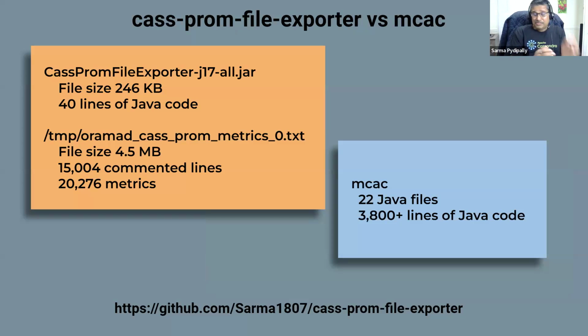Just to poke some fun at existing projects, there is a project called MCSE, Metrics Collector for Apache Cassandra. The agent we wrote, and I give half of the credit to John, is 40 lines of Java code. Compare that to MCSE, which is 22 Java files with 4,000 lines of code. So I don't know, you decide which one is more complicated to debug.